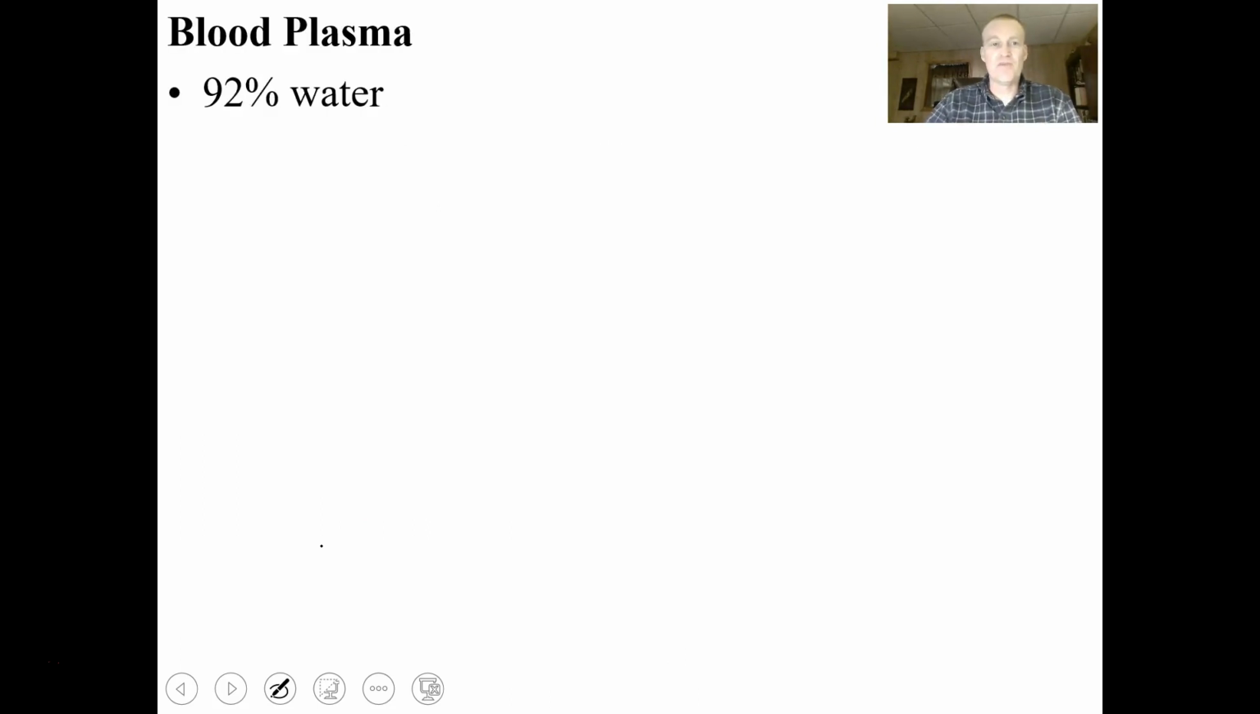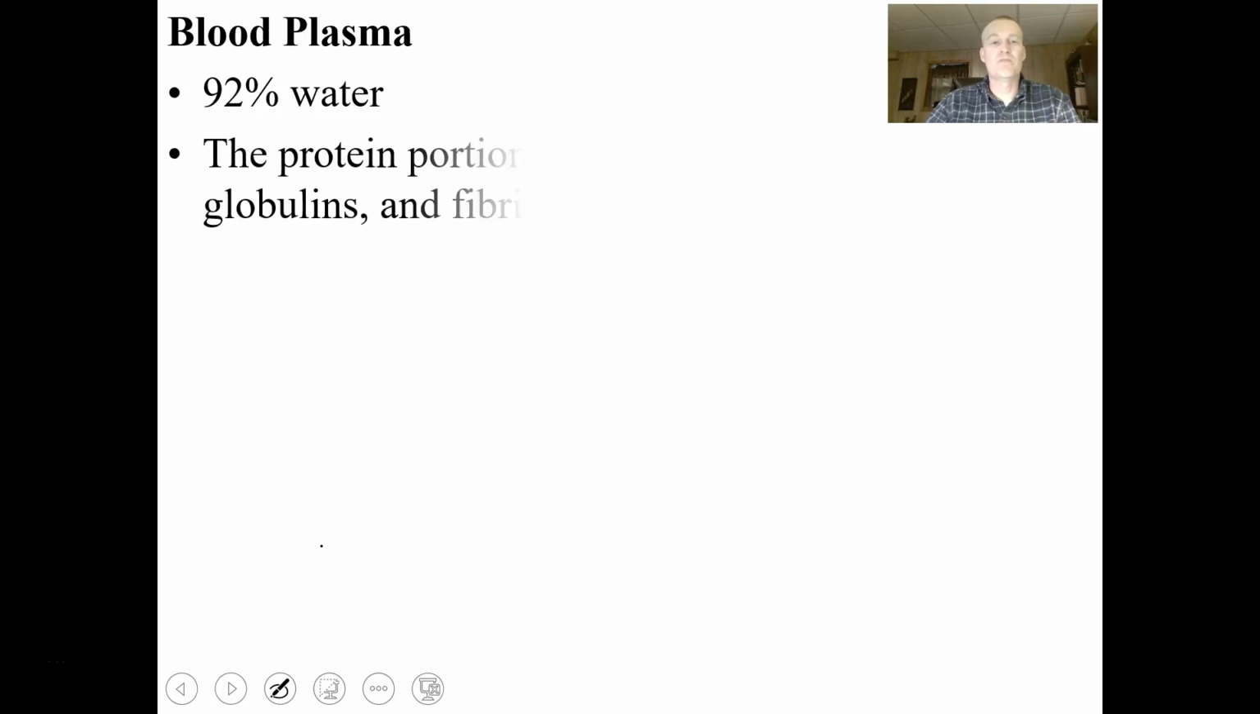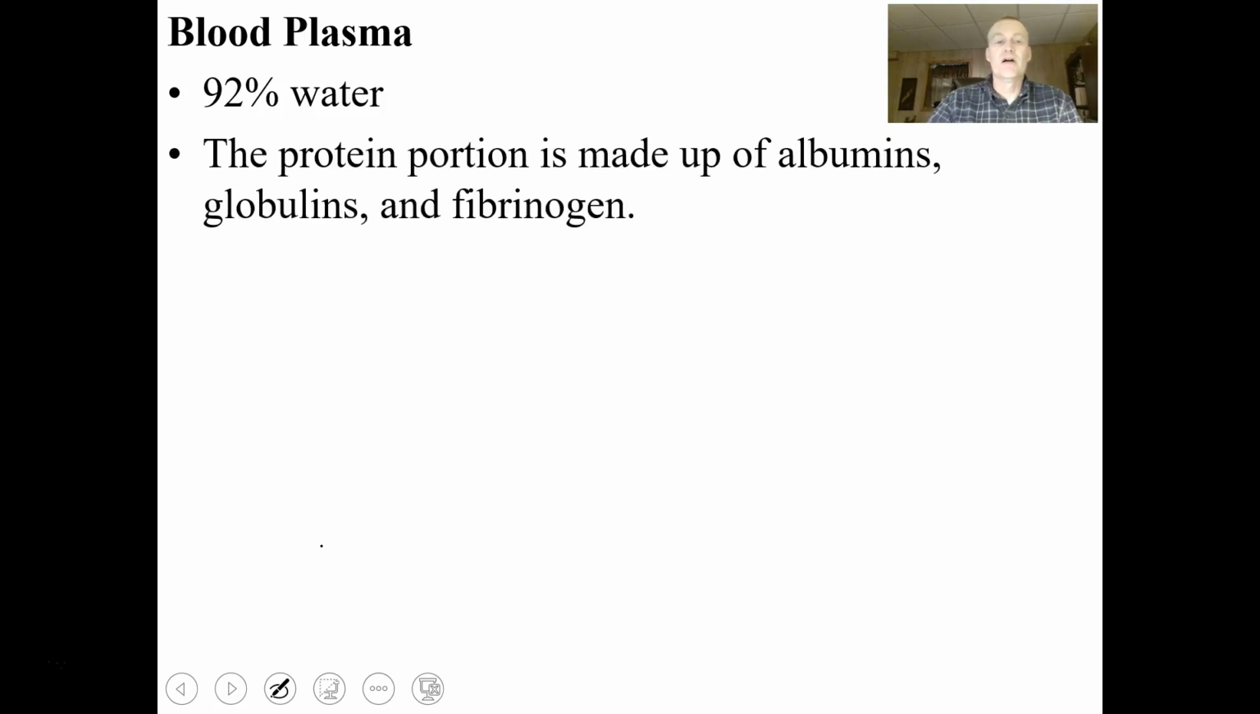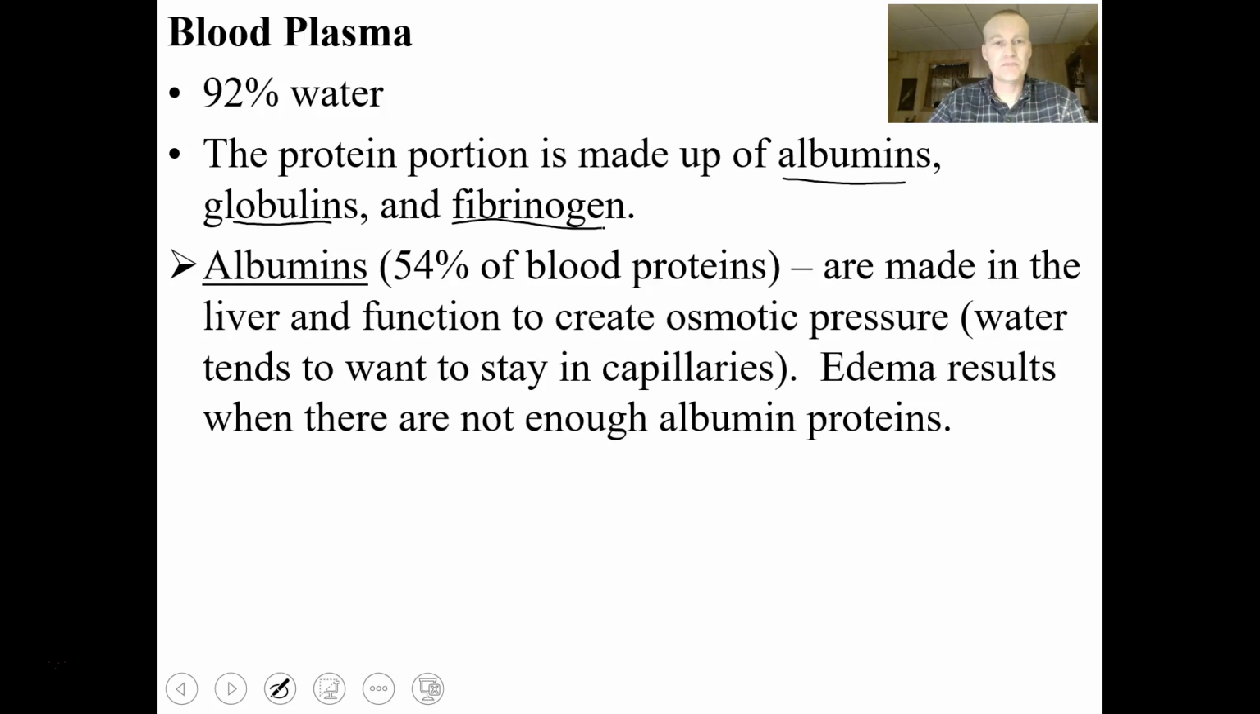So let's deal with plasma first. The largest component of plasma will be water, but in addition to that water, 8% of it is very, very important stuff. The protein portion of the plasma is going to be made of albumins, globulins, and fibrinogen. The organ that produces the largest number of proteins for the plasma of the blood is the liver.